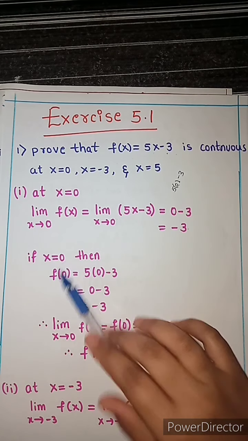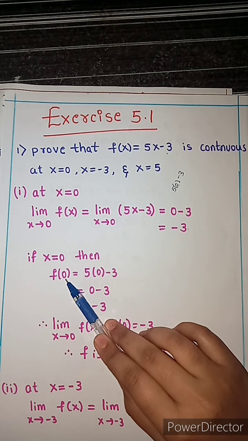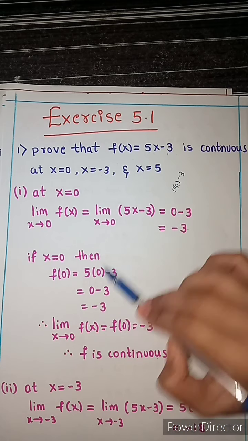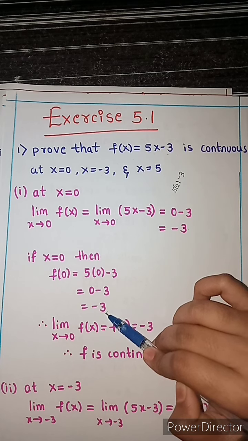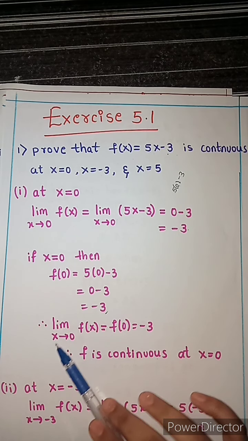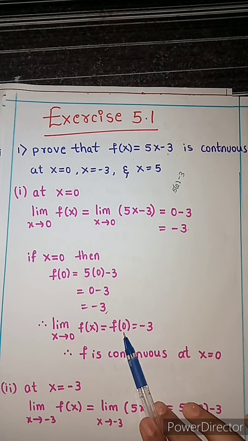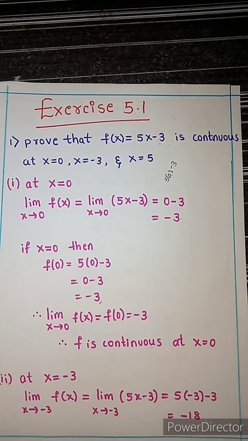Now take x equal to 0, then f of 0. Put 0 in the place of x. 5 into 0 minus 3. 5 zeros are 0, minus 3, which is minus 3. So now limit x tends to 0, f of x is equal to f of 0. Therefore f is continuous at x equals 0.